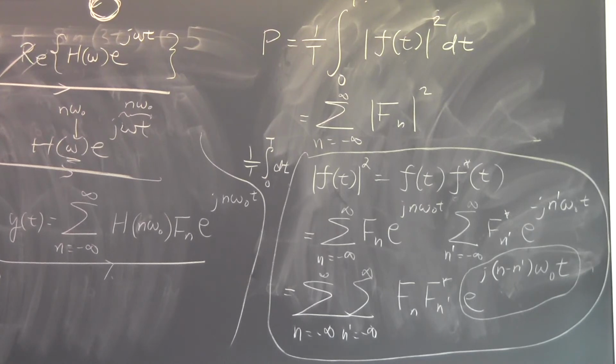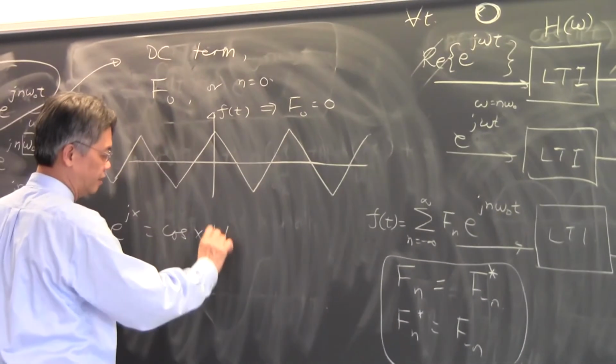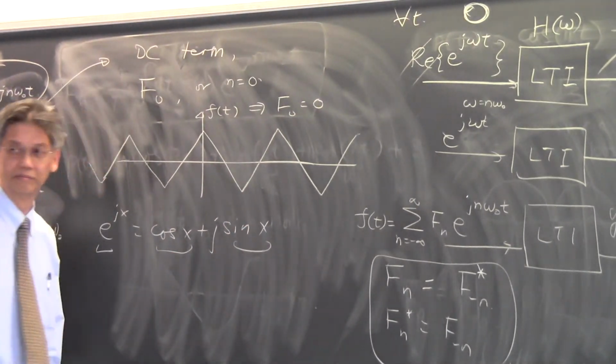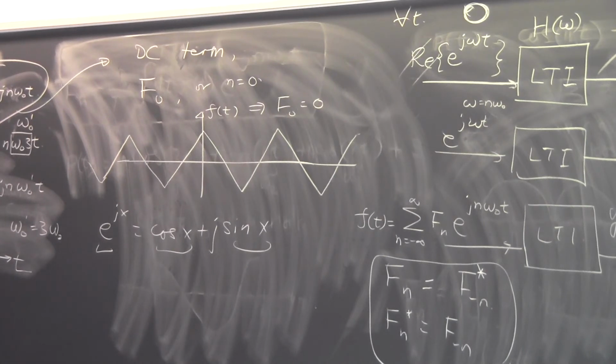This function has a real part and an imaginary part that is oscillatory. Both of them will integrate to 0. So I don't even have to do the work. I know that that function integrates to 0 when n is not equal to n prime. It integrates to 1 when n equals n prime.